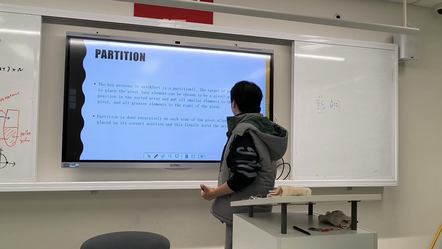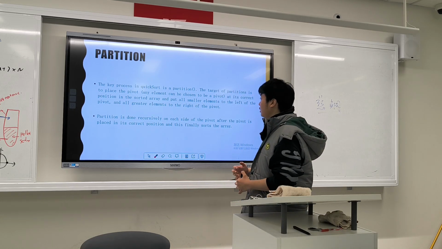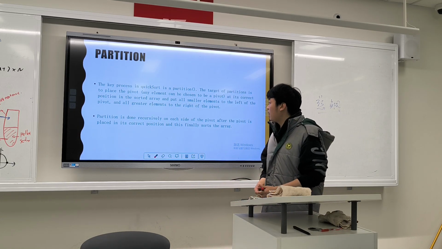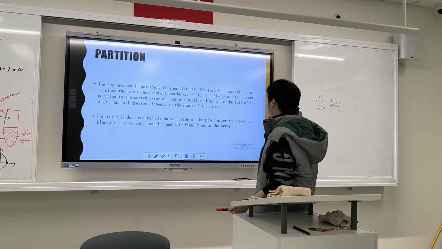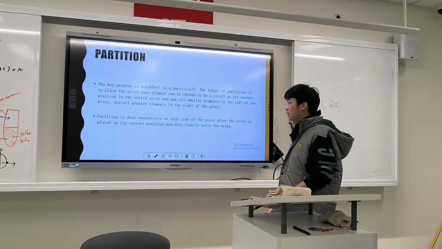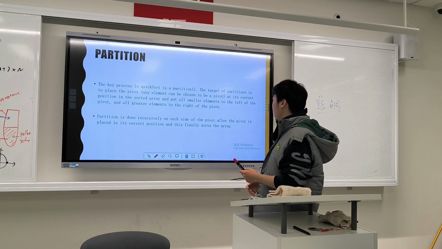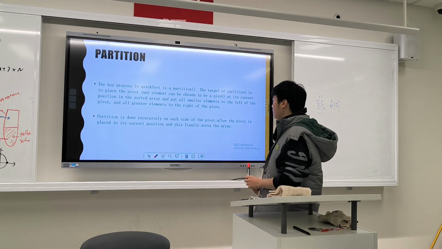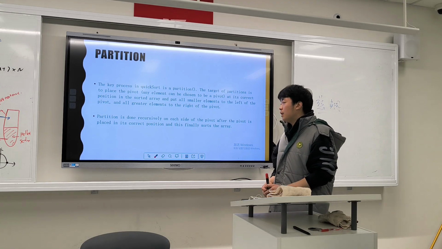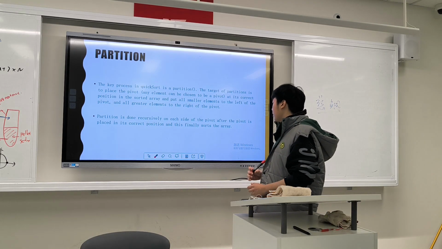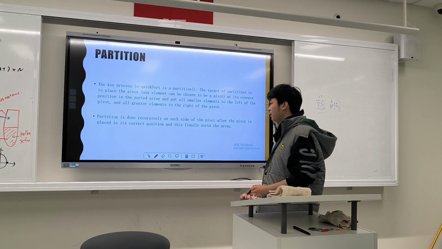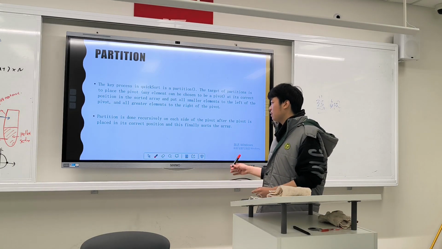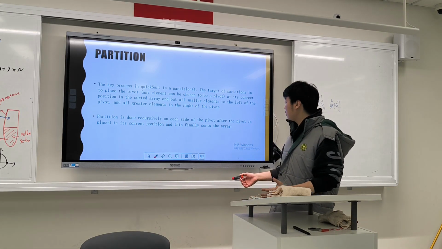The target of partition is to place the pivot, which can be any element, in its correct position in the sorted array, and put all smaller elements to the left of the pivot and all greater elements to the right of the pivot. Partition is then done recursively on each side of the pivot after the pivot is placed in its correct position, and this finally sorts the array.